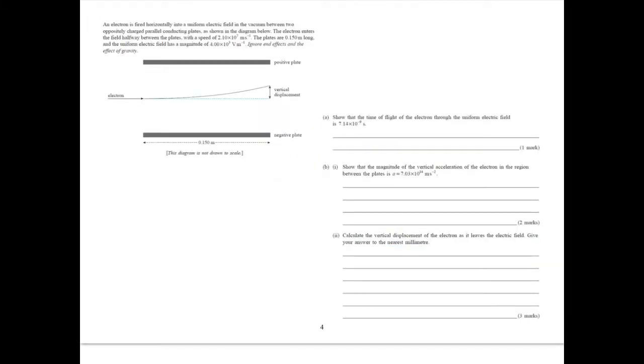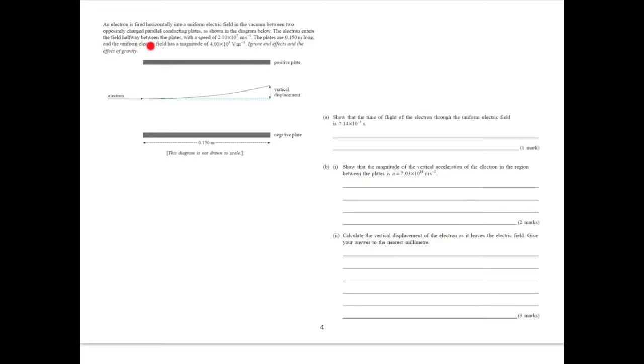So let's look at an example problem. This is an old previous exam question. Hopefully you can read this. I can't really make the font much bigger easily. An electron is fired horizontally into a uniform electric field in the vacuum between two oppositely charged parallel conducting plates, as shown in the diagram below.